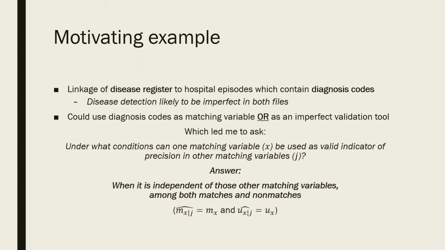And the answer that I came to for that is when that one matching variable is independent of the other matching variables, among both matches and among non-matches. And if this condition holds, then your best estimate of the proportion of agreement among matches in that group is the proportion of agreement among matches in general. And the same for the U values, the proportion of agreement among non-matches.